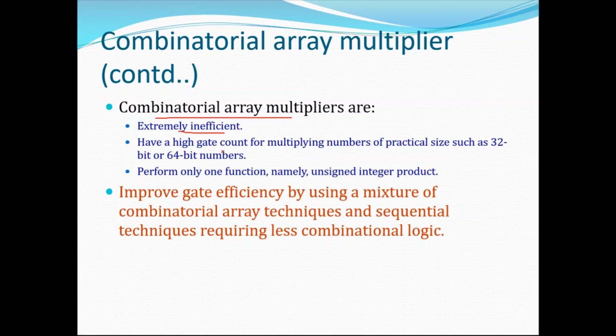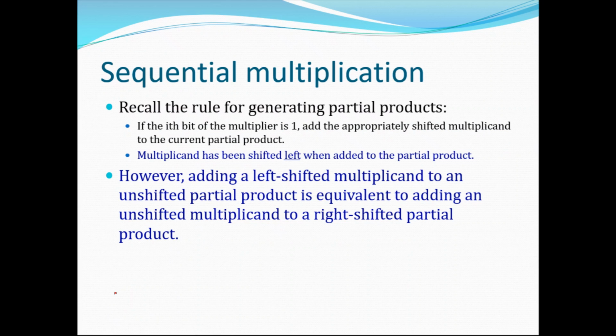It has a high gate count for multiplying practical numbers like 32-bit or 64-bit numbers. Okay, the delay will be high. So we have to improve the gate efficiency by using some techniques. We'll be using not only combinatorial techniques, but also some sequential techniques in order to improve the performance. So next we'll be discussing a sequential technique to improve the performance.